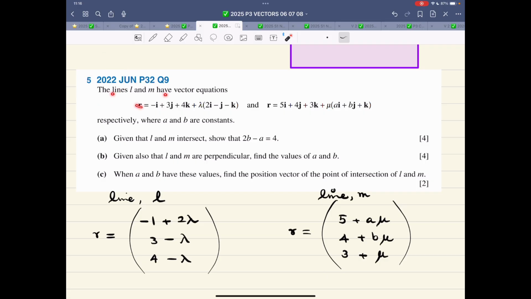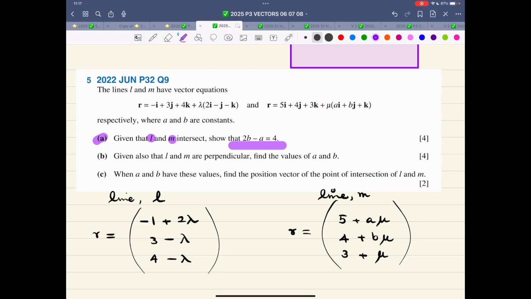There are two lines whose equations are given. Now what I have done is that I have written each equation in the expanded form. There are two unknown constants a and b, and the first part is really tricky. It says given that lines L and M intersect, show that 2b minus a equals 4. The other parts are straightforward, but the real part is the first one.